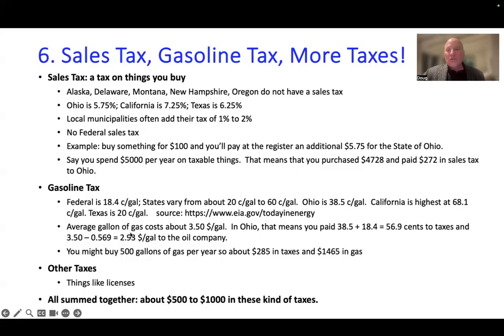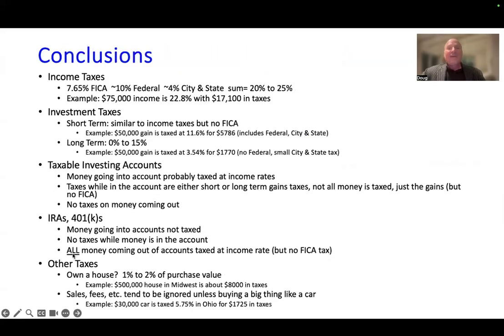So, you can do a little bit of algebra and you come up that if you're buying about 500 gallons of gas, you're paying about 285 bucks in taxes. There's other taxes, things applied to getting your driver's license and taxes on your car and on it goes from there. So altogether, you're talking about another $1,000 or so in taxes. Yeah, there's a lot of taxes. Let's wrap it up. Let's end this video.